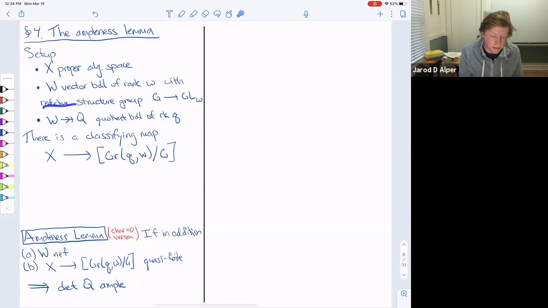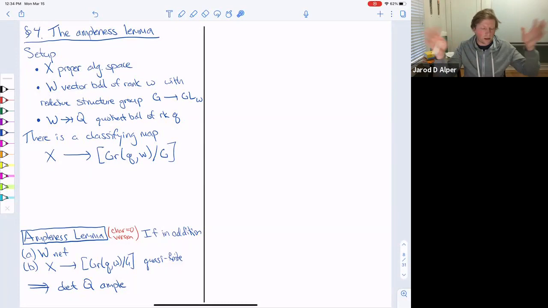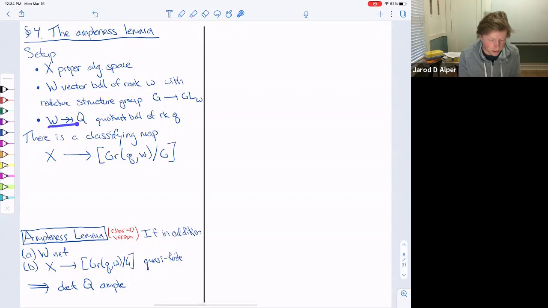What this means is that W is a vector bundle. That means it's defined locally by transition functions that could be arbitrary w by w matrices. But to say that it has structure group G is to say that these transition matrices live in a smaller algebraic subgroup of GL. Okay, and then the third piece of the data is that we have a quotient bundle Q of rank little q.